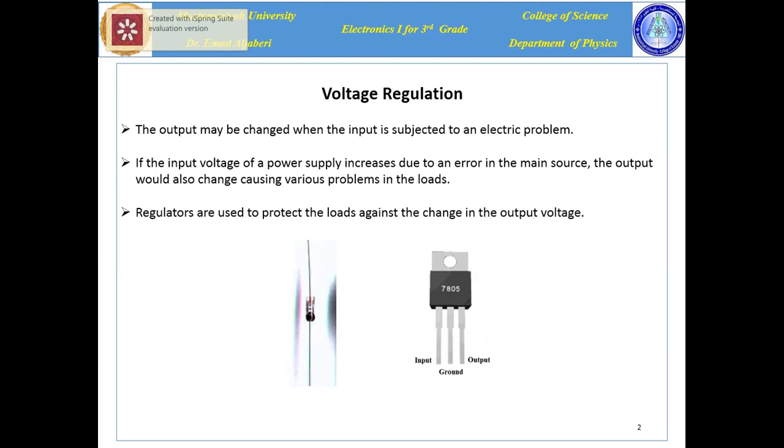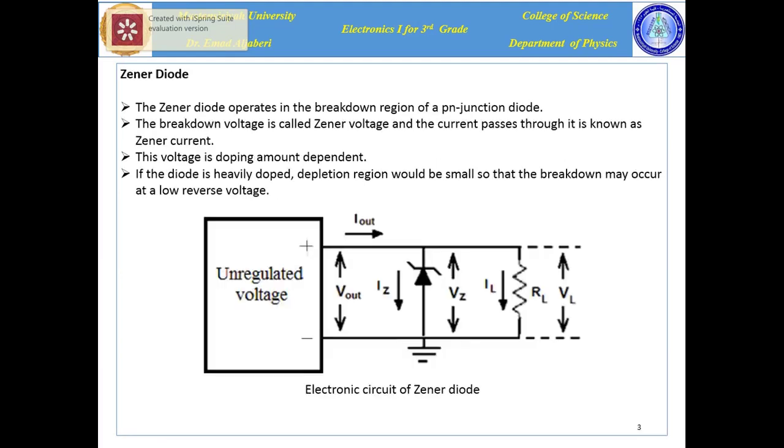Regulators are the final step of a power supply. Here we see two types of regulators, the Zener diode and the IC circuit. Now we study the Zener diode. The Zener diode is a p-n junction diode that operates in the breakdown region. That means it works in the reverse bias region.